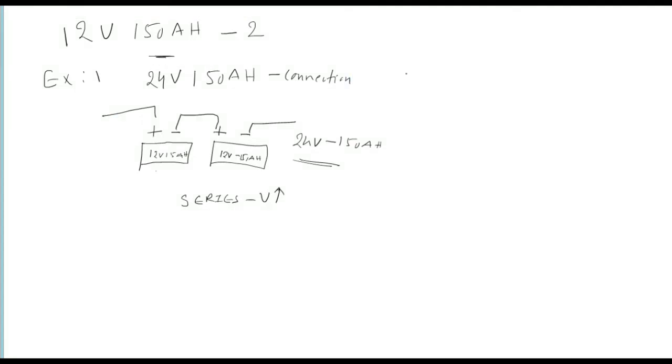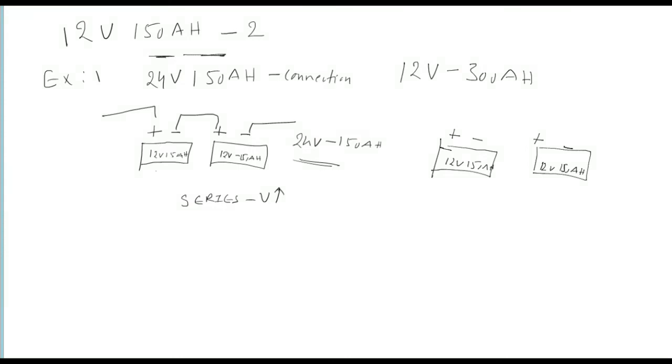Let us take another case. We need to make the same circuit of 12 volts 300 Ah, with the same two batteries. This is a positive terminal, negative terminal, positive, negative. Each is 12 volts, 150 Ah. We need 12 volts, 300 Ah, but our available batteries are 12 volts 150 Ah, so we need the Ah level to get added.